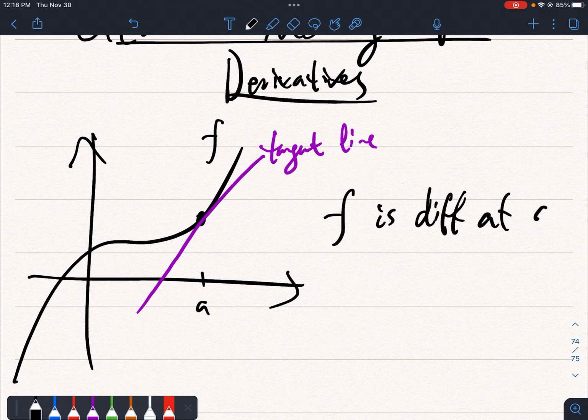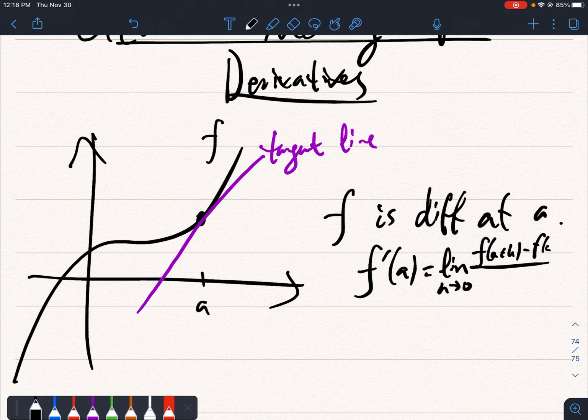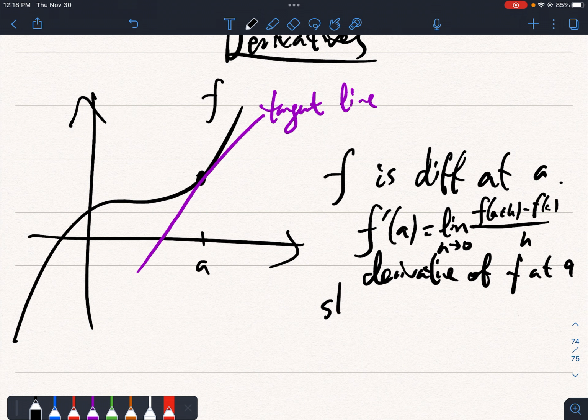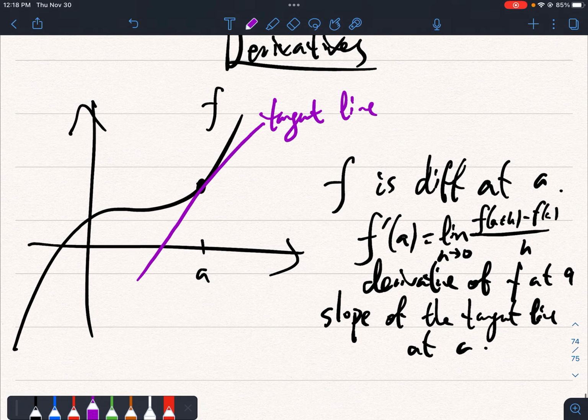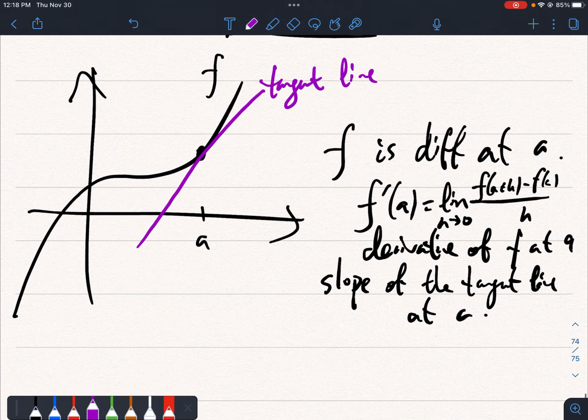And now let's assume that this function f is actually differentiable at this point. So let's say f is differentiable at A, which means f prime of A, which is equal to the limit as h approaches 0 of f of A plus h minus f of A divided by h, exists, right? And then this is called the derivative of f at A, and also it is equal to the slope of the tangent line at A.